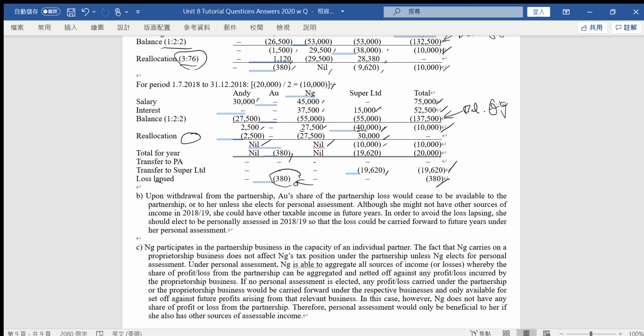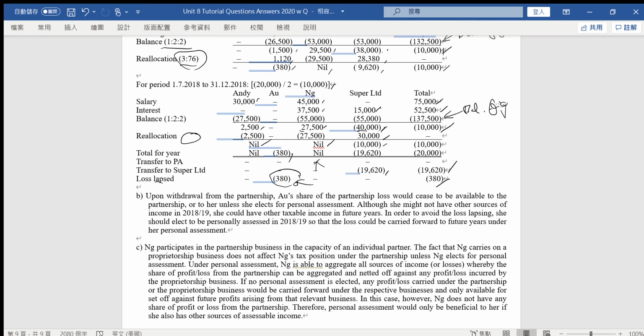Then another one will be about the other partner. By looking at that, it doesn't have any. Similar thing: if he doesn't elect personal assessment, he cannot carry forward any profit or loss to the next year to set off the future profit from the other source. But this year doesn't have any.